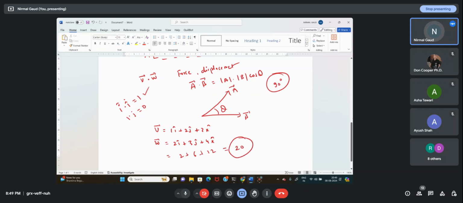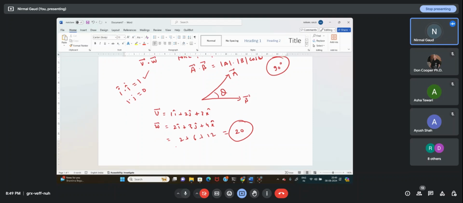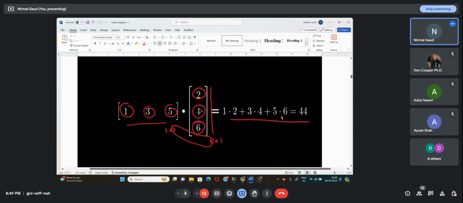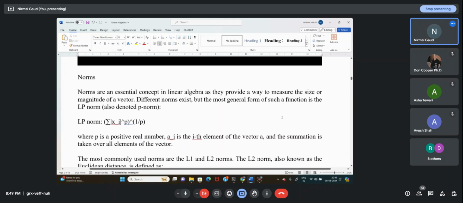If I want to represent them in a format like we did in a matrix, you have to write like this: 1, 2, 3, and another you have to write like this: 2, 3, 4. Then the kind of multiplication which you are seeing now can be done. All right, so that's a dot product.